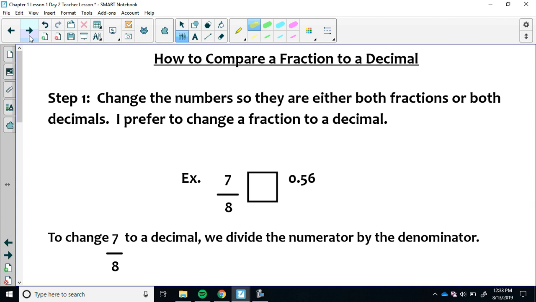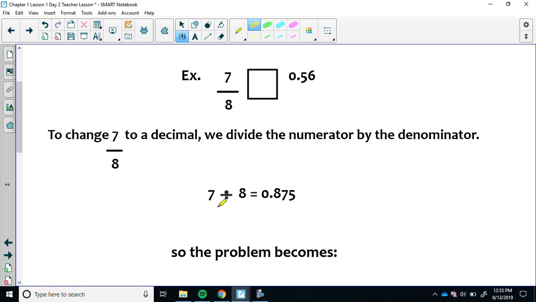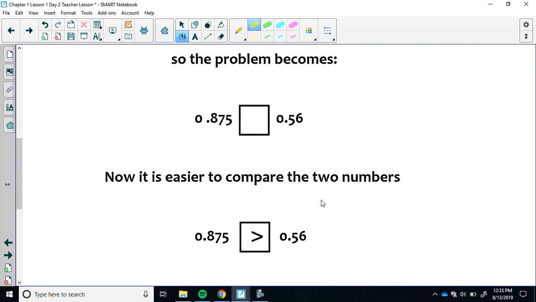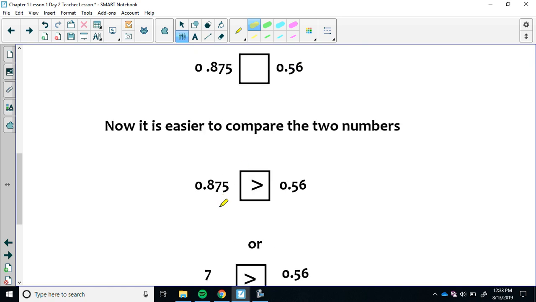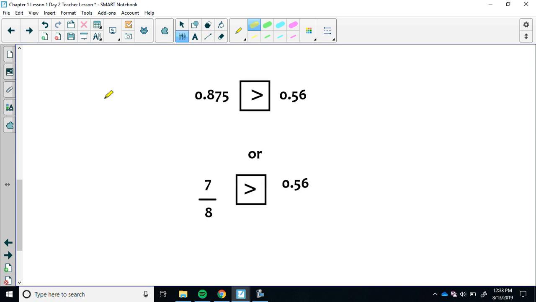How to compare a fraction to a decimal? Well, this is kind of like comparing an apple to an orange. So what you need to do is you either need to change the fraction to a decimal or the decimal to a fraction. I prefer to change the fraction to a decimal because once again, it's just an easy division problem with your calculator. 7 divided by 8 is 0.875. So the problem becomes 0.875 is less than or greater than 0.56. We can compare those numbers. We got a 0 and a 0 in the ones place. In the tenths place, we have an 8 and a 5, so 0.875 is greater than 0.56, or 7/8 is greater than 0.56.